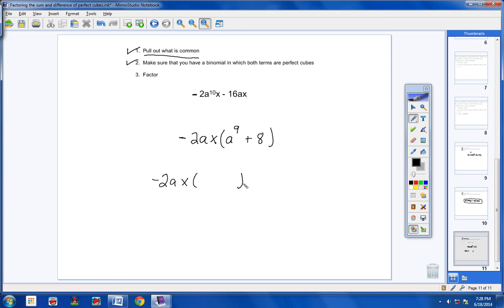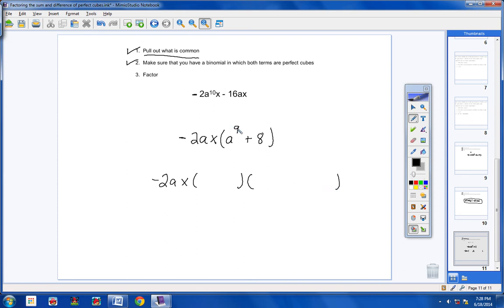And then we're going to put a little parentheses and then a big parentheses. Now, why am I putting a little parentheses and then a big parentheses? Why did I not put two big parentheses, or two little parentheses? Well, the reason is, because I'm dealing with perfect cubes. And whenever you're dealing with perfect cubes, you put a little parentheses for a binomial and then a bigger parentheses for a trinomial.